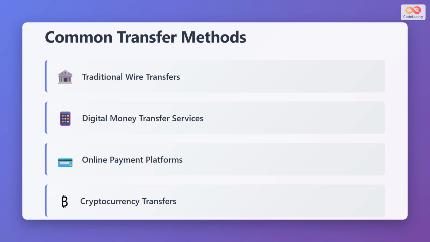There are 4 main categories of international money transfer methods available today. Traditional wire transfers operate through established banking networks and have been used for decades. Digital money transfer services like Wise and Remitly have emerged as modern alternatives offering competitive rates. Online payment platforms, such as PayPal, provide convenient options for those already using their services. Finally, cryptocurrency transfers represent the newest method, allowing borderless transactions using digital currencies like Bitcoin. Each method has distinct advantages and disadvantages depending on your specific situation, the amount you're sending, and your destination country.